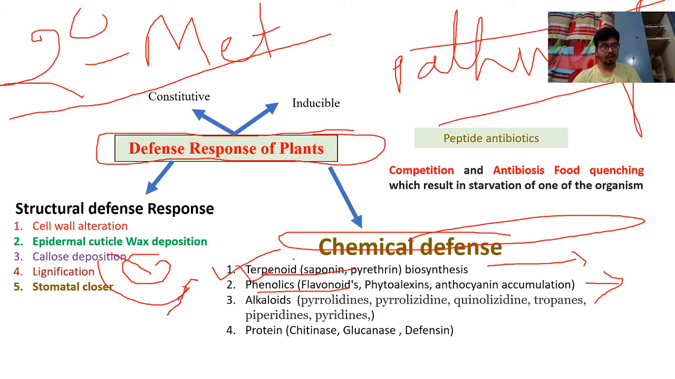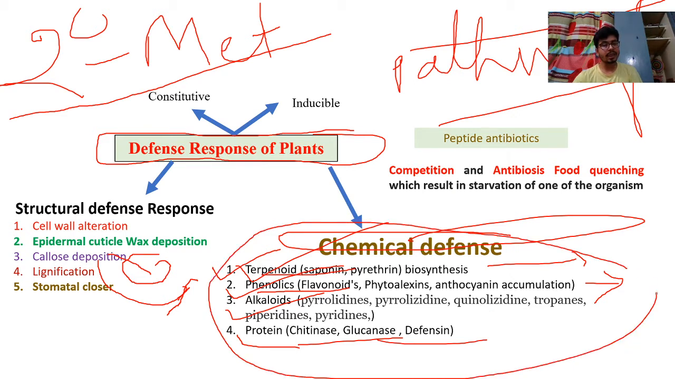So terpenoid production, phenolic production, alkaloid production, and proteins like chitinase, glucanase, and defensin. All these things can produce chemical defense, and this defense mechanism can help the plant to combat that particular pathogen. So this is again very important for you guys. Try to understand, this is a really very important slide for you.